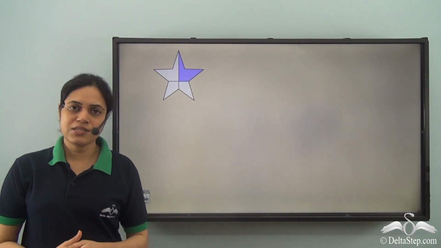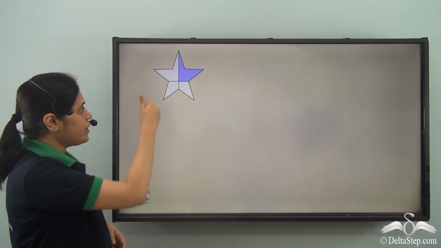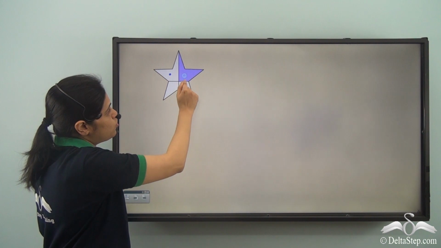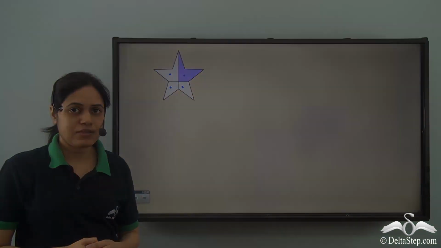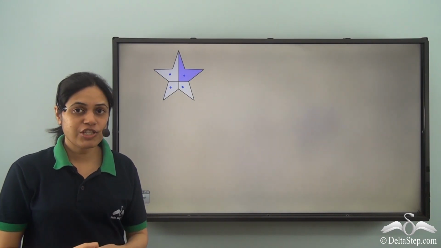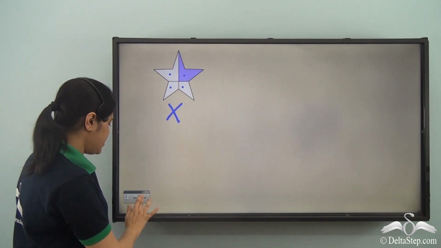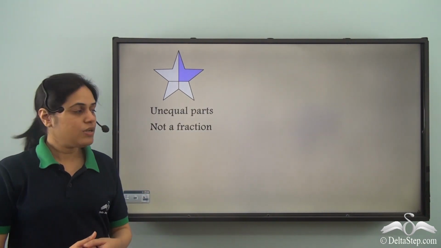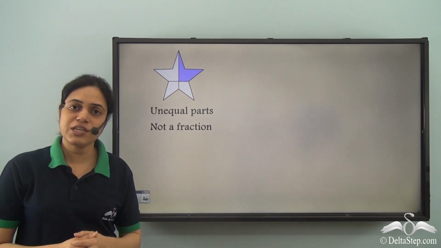Now what does this colored portion represent? How many parts are here? 1, 2, 3, 4 parts. But are they equal parts? No, they are not equal parts. But for a fraction, we need equal parts. So I cannot represent it using a fraction because there are unequal parts.